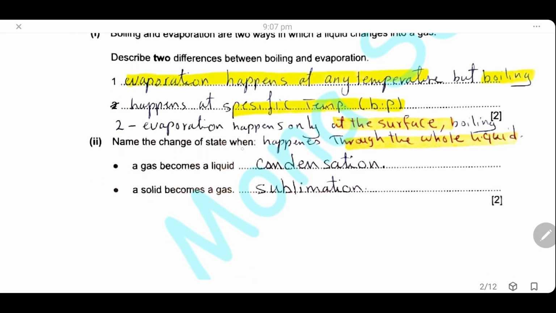Name the change of state when a gas becomes a liquid. A gas condenses to form a liquid, so the process is condensation. A solid becomes a gas in a process called sublimation.